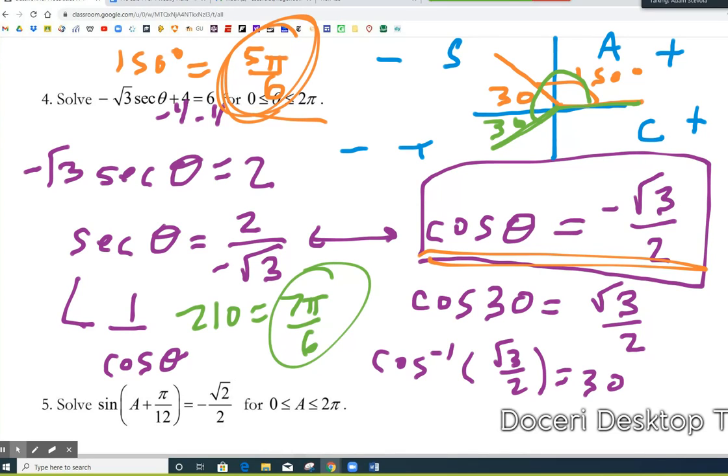That's it. Those are our two answers, 5 pi over 6 and 7 pi over 6. All right, so this is great review for all the stuff that we've done so far in trig, which is why we do it now. It reviews algebra stuff, and it also reviews trig inverses, reciprocal identities, and all that good stuff.